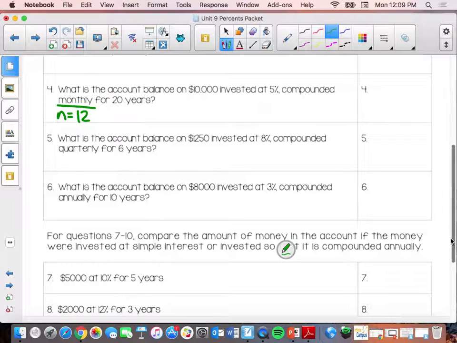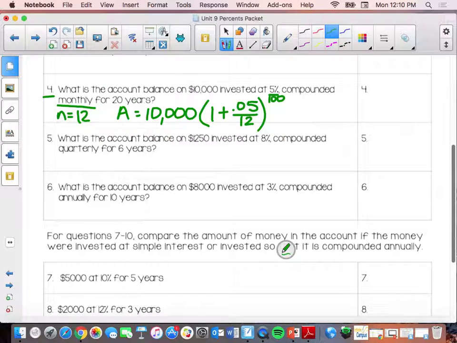Actually, let's just do the one that's in months. How about this one? 4. Just because it's got the 12 months, just to make sure you understand that one. What is an account balance? A equals 10,000. Make sure you put the right number of zeros times 1 plus. And now how do I write this percent? I have to divide by 100. So it should be 0.05 over N. And N was 12 because it's monthly. And that is to the NT power.